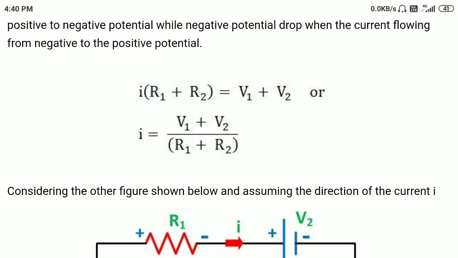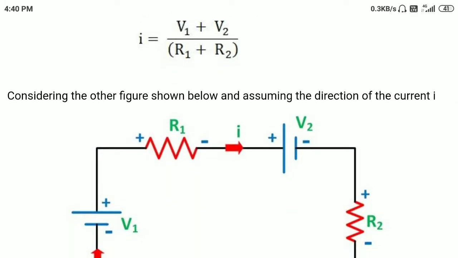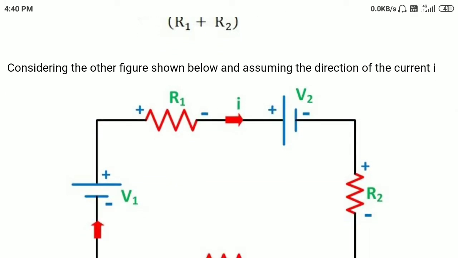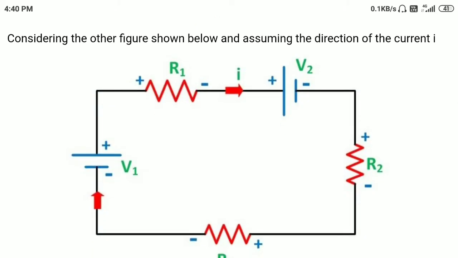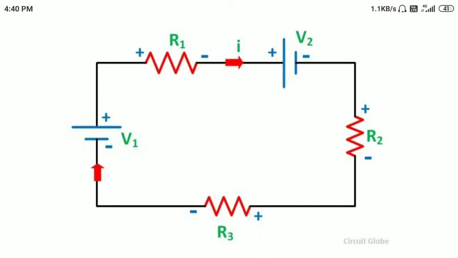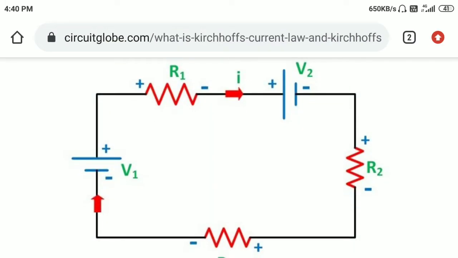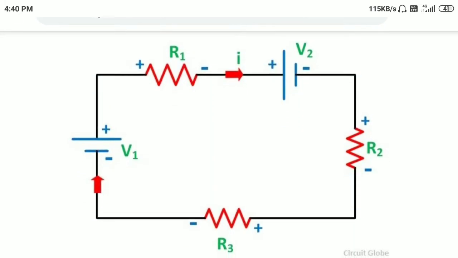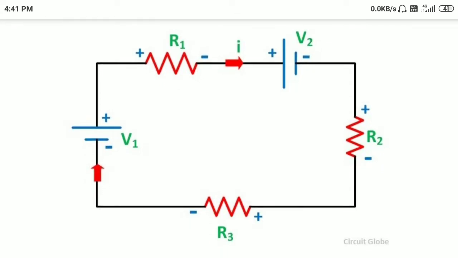Consider the other figure shown below, assuming the direction of the current. See here, the current direction is in red color. The current direction is shown in the figure. Therefore, observe once again here the current.